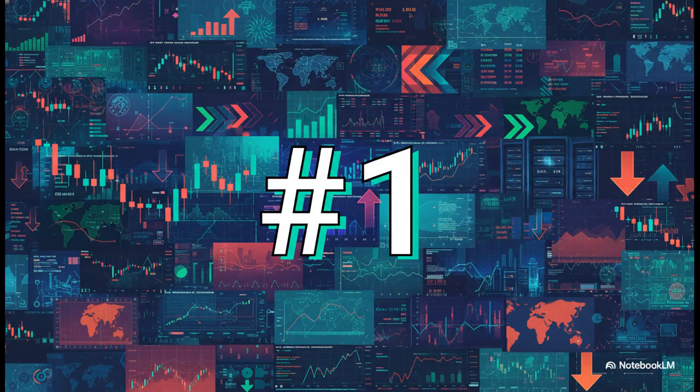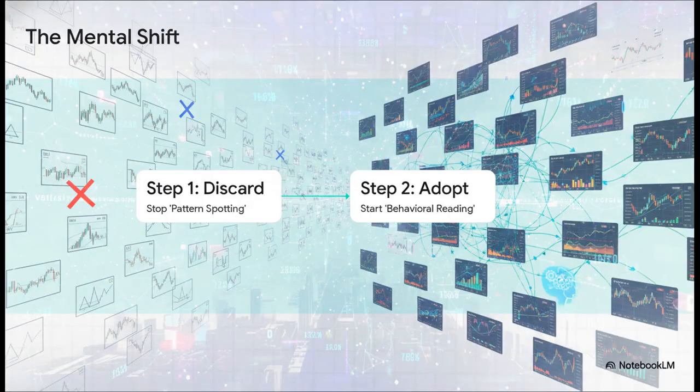So what is your first and most critical task as a trader? Before you look at anything else, you must identify the current market state. Is the market trending, up or down, or is it in a range? Your ability to answer this question correctly is the absolute base layer of professional analysis. The goal here is a complete mental shift. You must discard the amateur game of pattern spotting. It's time to adopt the professional skill of behavioral reading. You are not looking for shapes. You are looking for the intent of the capital that creates those shapes.